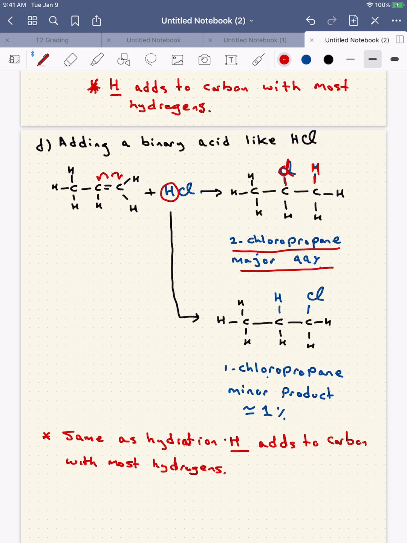The other possibility is that the H can go to the carbon with less hydrogen, and the chlorine can go to the carbon with more hydrogen. So it's the other isomer, and it's 1-chloropropane, but it's only about 1%, a minor product. So pay attention to hydration and adding acid, that hydrogen has a tendency to go to the carbon with the most hydrogens.